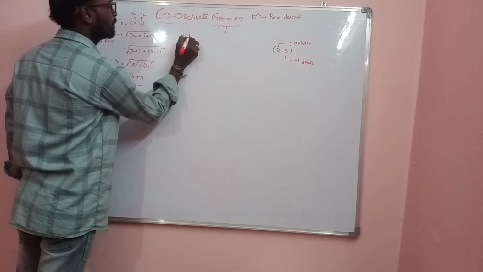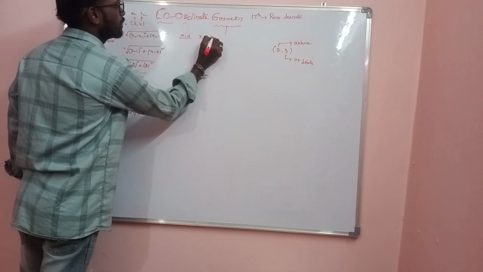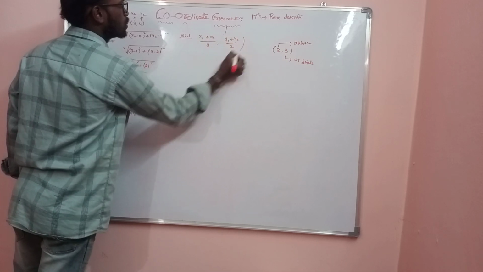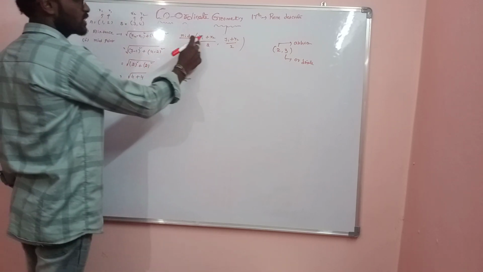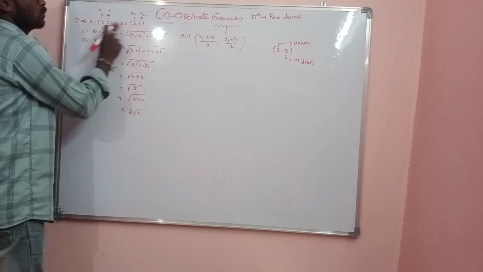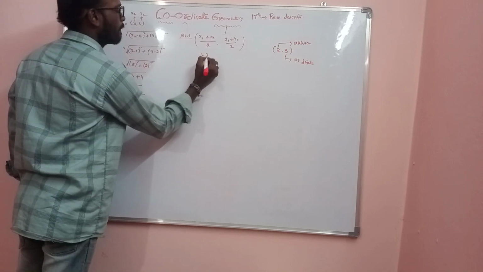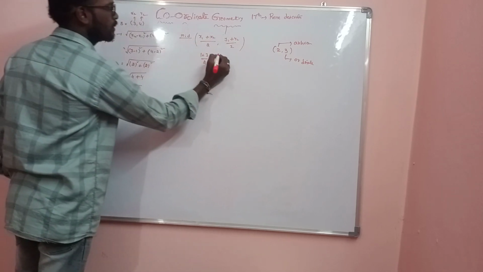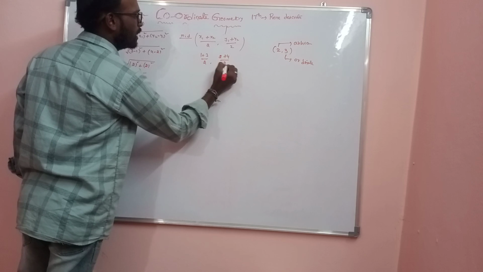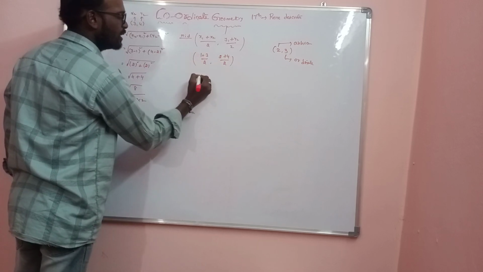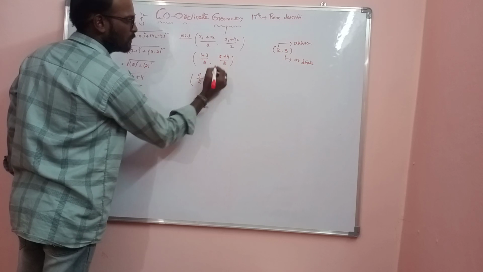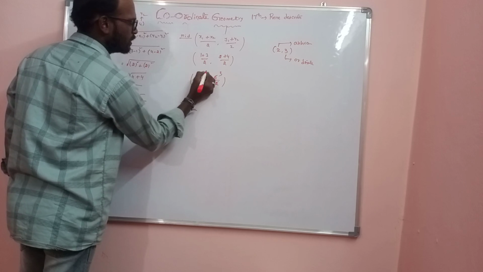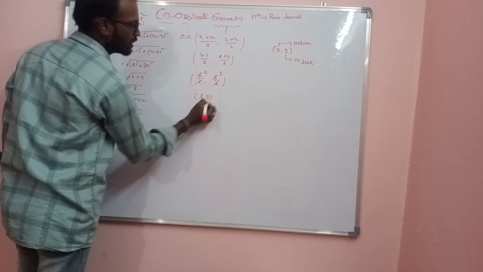Midpoint formula is (x1 plus x2) by 2, (y1 plus y2) by 2. x1 plus x2, 1 plus 3 by 2, y1 plus y2, 2 plus 4 by 2. 1 plus 3 is 4 by 2. 4 plus 2 is 6 by 2. 2 ones are 2, 2 threes are 6, so the value is 2 comma 3.